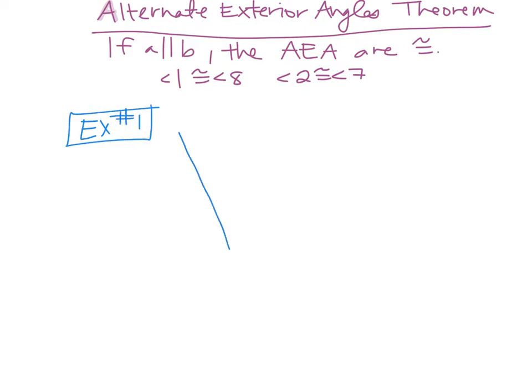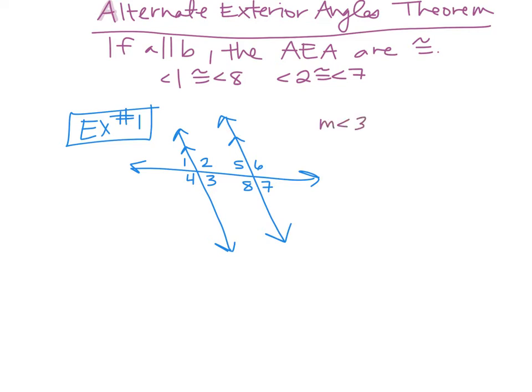Let's say I give you these 2 lines with this transversal, and I mark these parallel, and we have 1, 2, 3, 4, 5, 6, 7, and 8. All right, let's say the measure of angle 3 is 55 degrees. Okay, angle 3 is 55 degrees. Can you tell me the measure of angle 8?